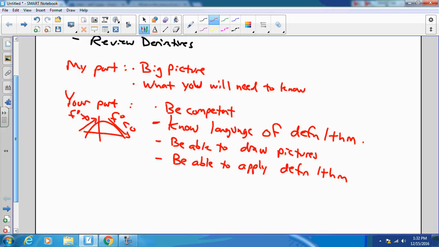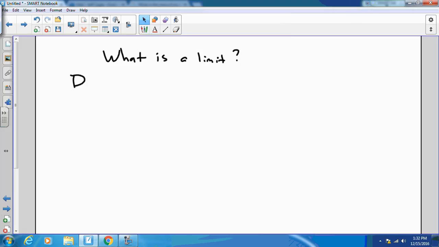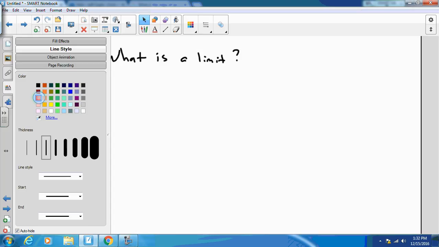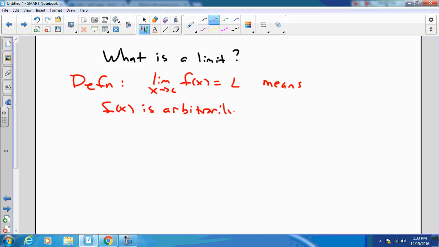Now, let's jump right in. We're talking today about limits. So the first question is, what is a limit? And our definition, we'll use the color scheme that we have been using, which is, I put everything in red. That is literal language for you. The limit, as x goes to c, f of x equals L, means that f of x is arbitrarily close to L when x is close to c.